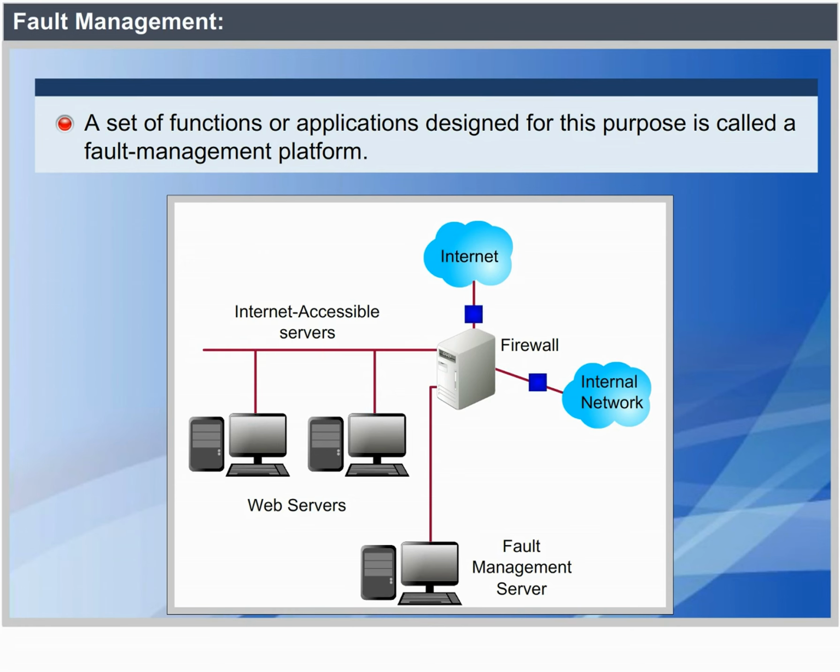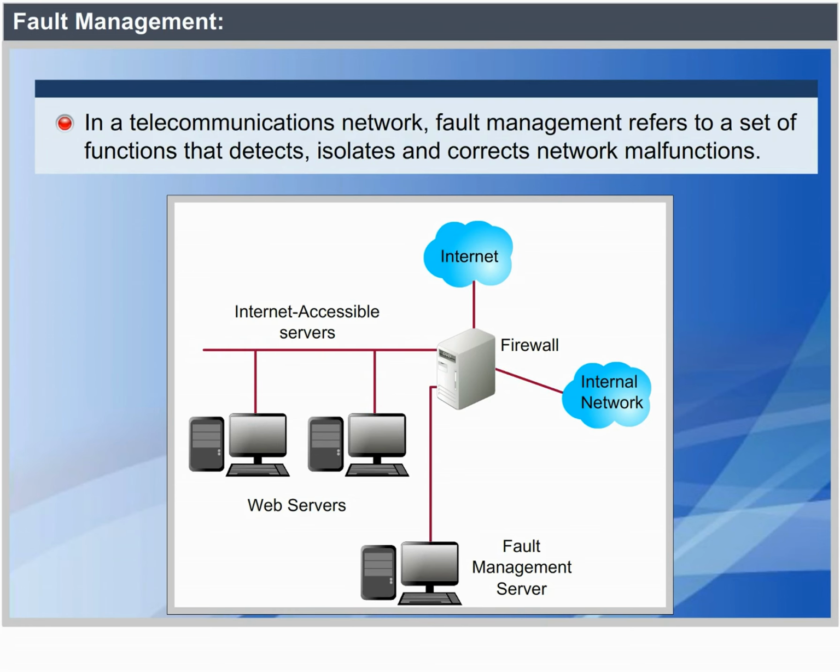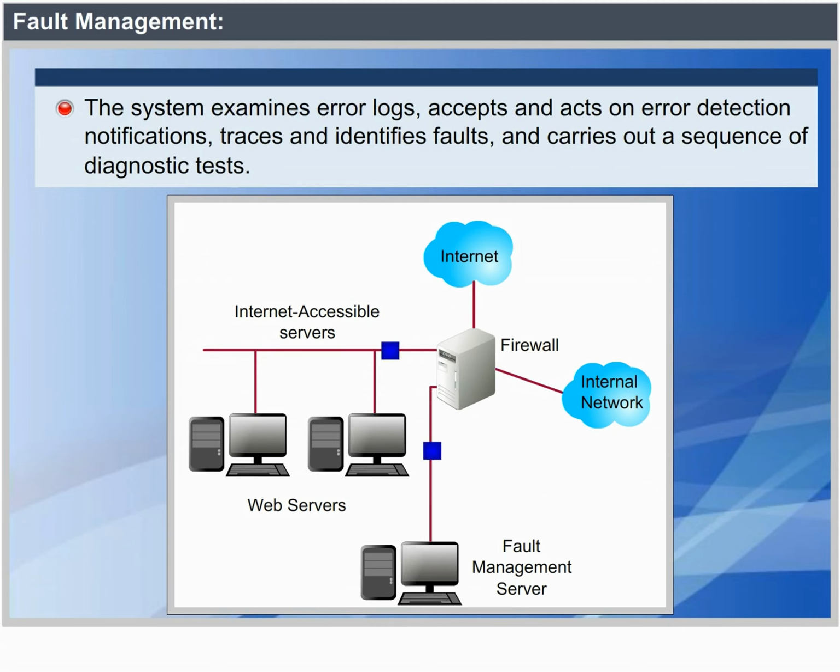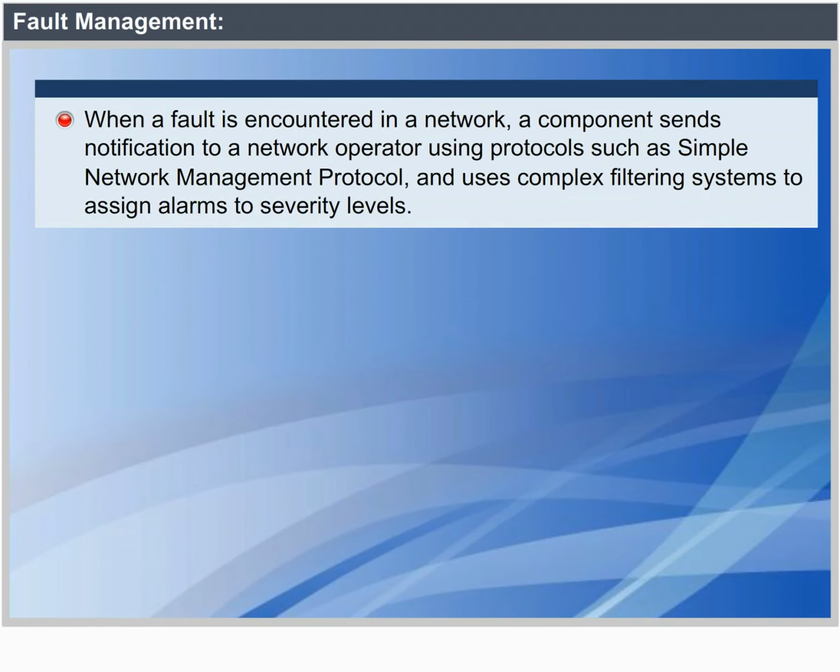In a telecommunications network, fault management refers to a set of functions that detects, isolates, and corrects network malfunctions. The system examines error logs, accepts and acts on error detection notifications, traces and identifies faults, and carries out a sequence of diagnostic tests. When a fault is encountered in a network, a component sends notification to a network operator using protocols such as Simple Network Management Protocol, and uses complex filtering systems to assign alarms to severity levels.